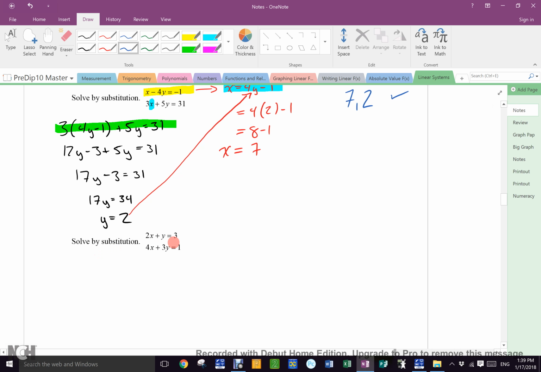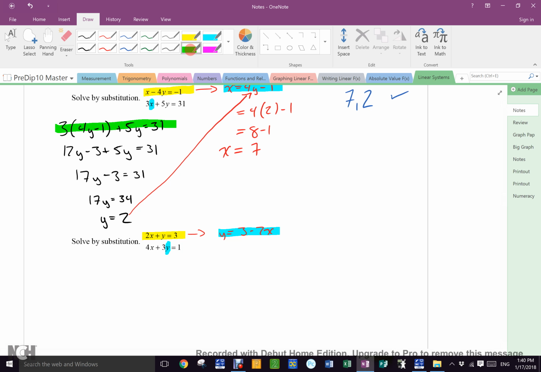So now let's look at the second one. We're going to do all 3 steps. Step 1, choose the equation. Which one are we going to work with? Y. Because y has a coefficient of 1. So I've chosen it. Now solve. Y equals what? 3 minus 2x. Right? So there is my second equation. And I'm going to plug it in where? Everywhere I can see a y. Like right there.